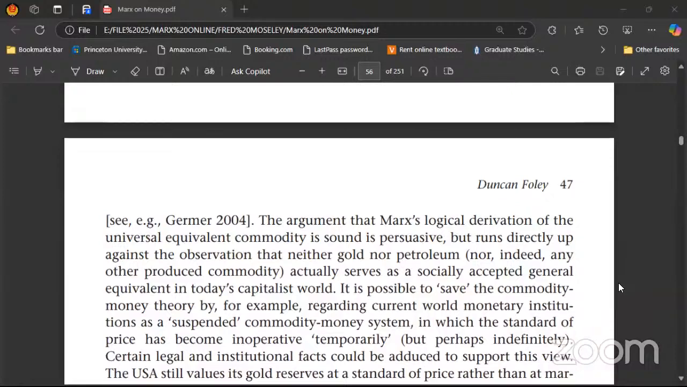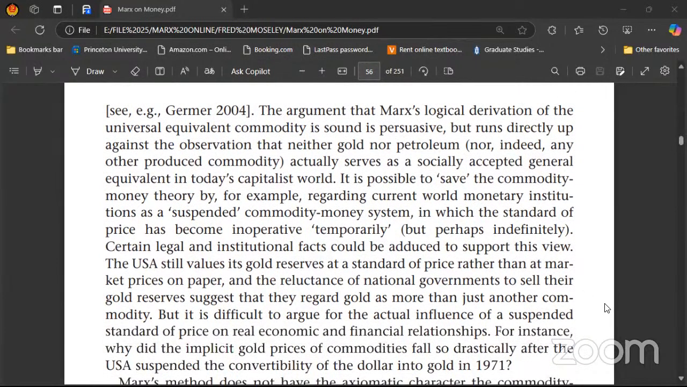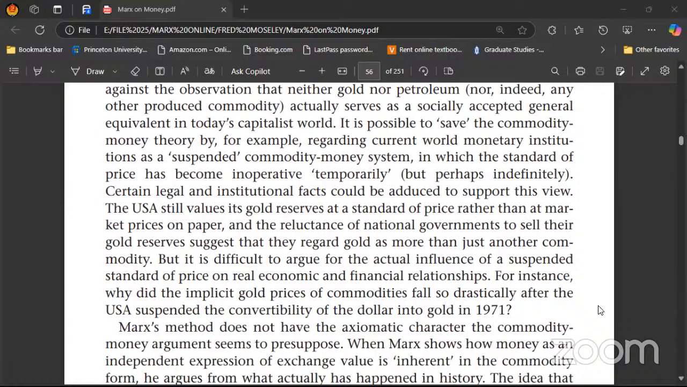See Bitcoin. It is possible to save the commodity money theory by, for example, regarding current world monetary institutions as a suspended commodity money system in which the standard of price has become inoperative temporarily, but perhaps indefinitely. Certain legal and institutional effects could be adduced to support this view. Now, the USA still values its gold reserves at a standard of price rather than at market prices on paper, and the reluctance of national governments to sell their gold reserves suggests that they regard gold as more than just another commodity.